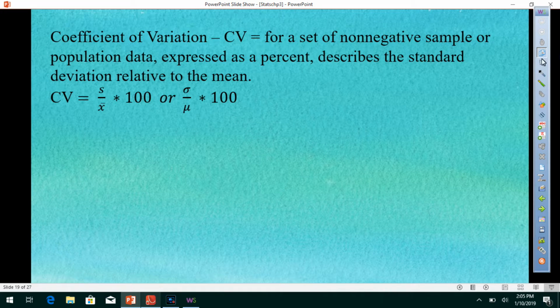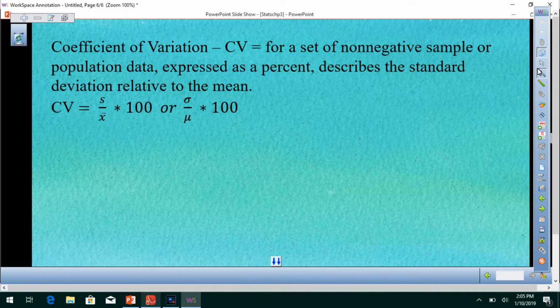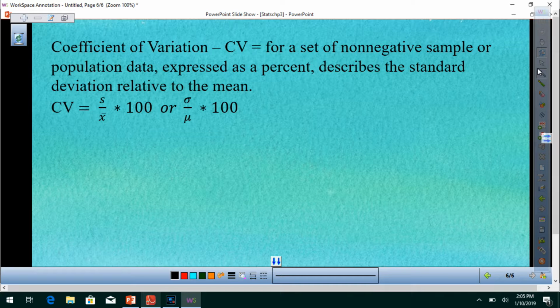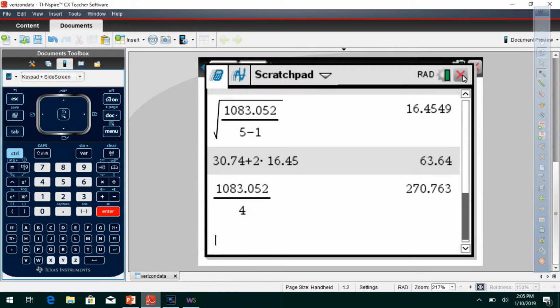Coefficient of variation. For a set of non-negative sample or population data, expressed as a percent, it describes the standard deviation relative to the mean. What if you wanted to compare the variation between two data sets, and maybe they're not the exact same thing? Okay. Yes, I have some samples for you.